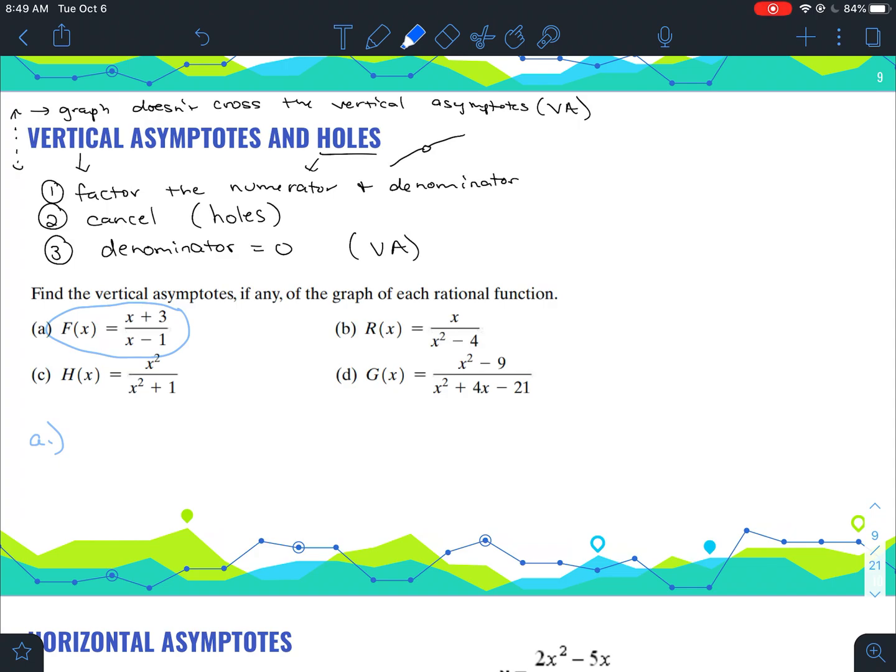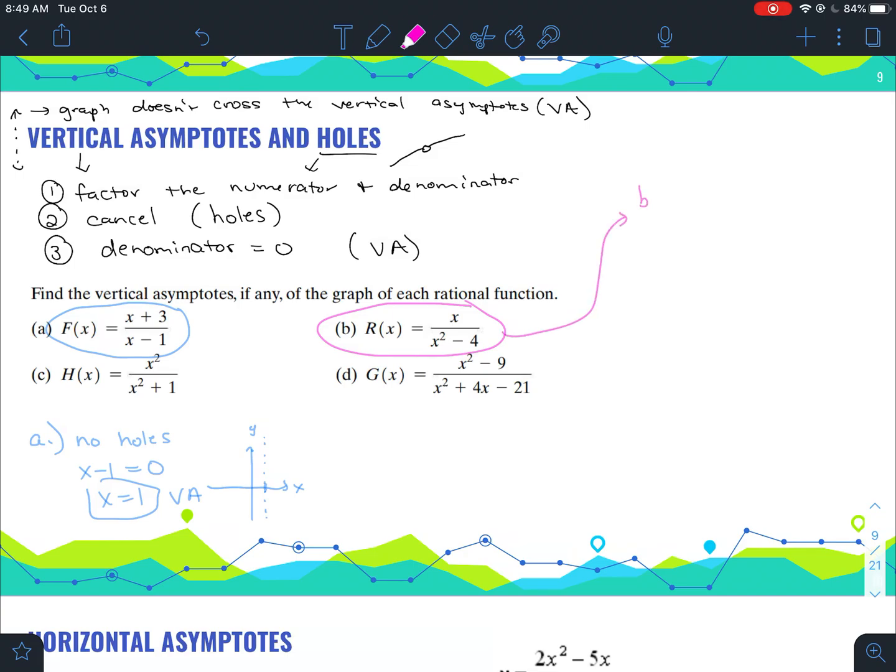So if I take A, first step would be to factor the numerator and the denominator. It's already factored, so I don't need to do anything. Nothing cancels, so there's going to be no holes. And then you would take what's left in the denominator, set it equal to 0, and solve. So x equals 1. That means that I have a vertical asymptote at x is equal to 1. So on my graph, it would have a vertical asymptote where x is equal to 1.